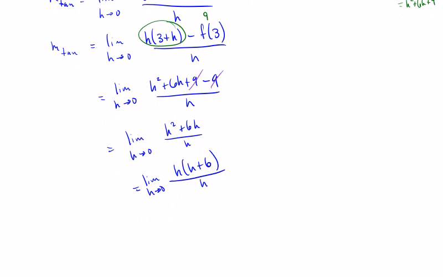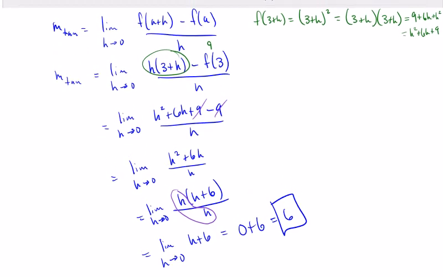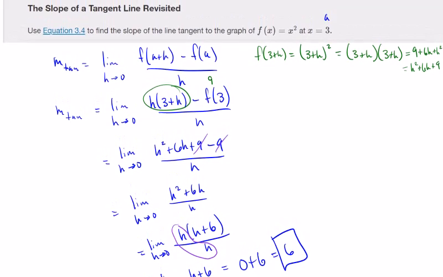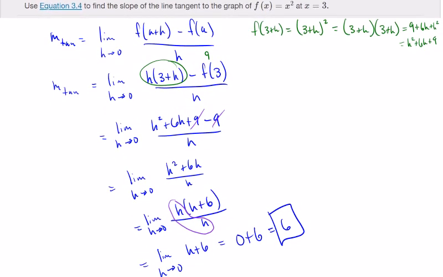Then we can see that these h's cancel out, and that gets us to the point where we can directly evaluate at 0. Before we couldn't plug in 0 because we get a 0 in the denominator. But now that we canceled out the denominator, we realize that we have a removable discontinuity at 0. So we can just input 0 into h plus 6, which gives us 0 plus 6, and we end up with 6. The same result as we had before. That just shows you the two different formulas yield the same answer, just different ways to get there.